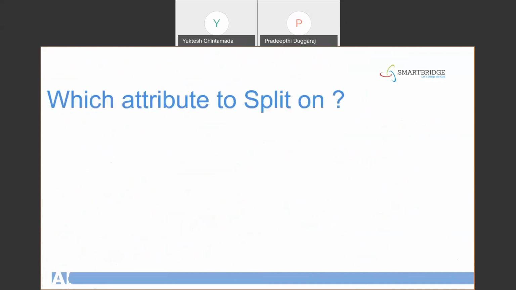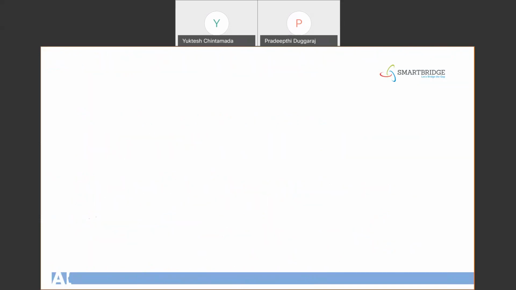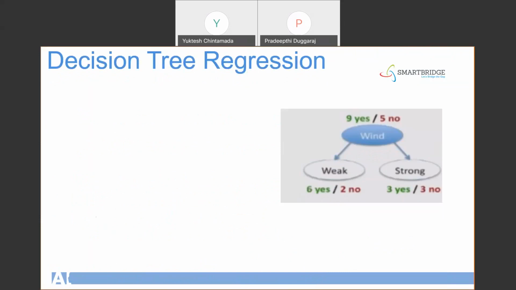So whenever you divide the data set, the wind has these subsets. Now, first you have to calculate the entropy of each subset. So what could be the entropy of weak? Can you please tell me the formula of it? Just now I have shown you the entropy formula, right? Can you please tell me what is the entropy of weak? Entropy of weak, yes, and entropy of weak, no. Can you please tell me?